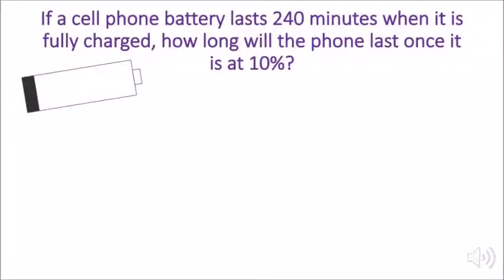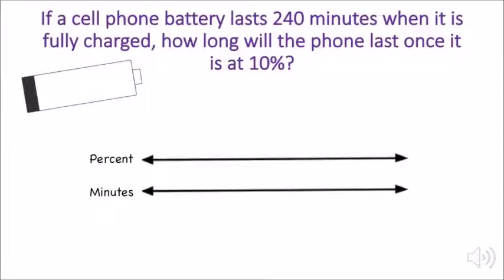Let's look at another problem. If a cell phone battery lasts 240 minutes when it is fully charged, how long will the phone last once it is at 10%? Once our number lines are labeled, we can place 0%, 100%, and the correlating number of minutes on the number line.